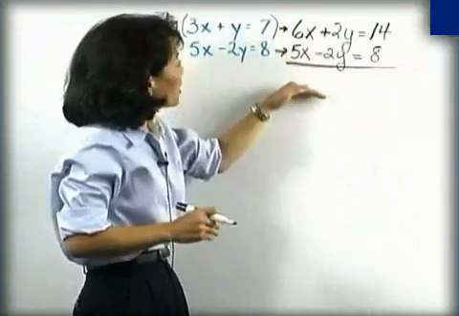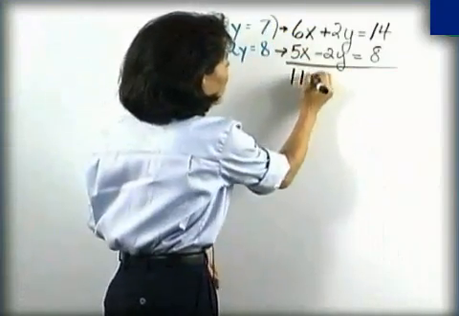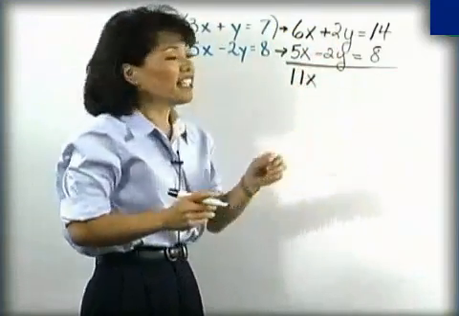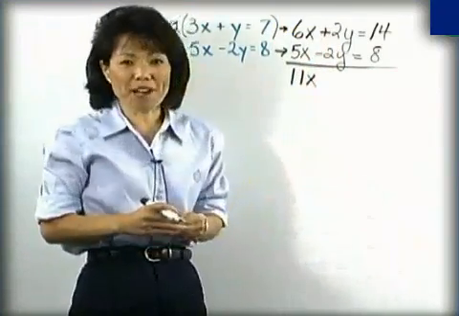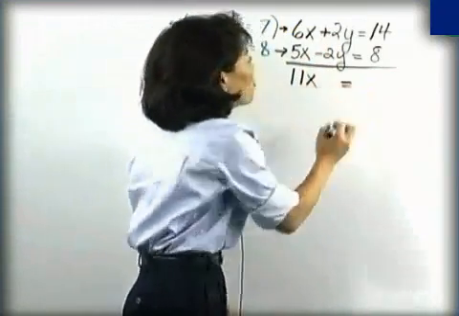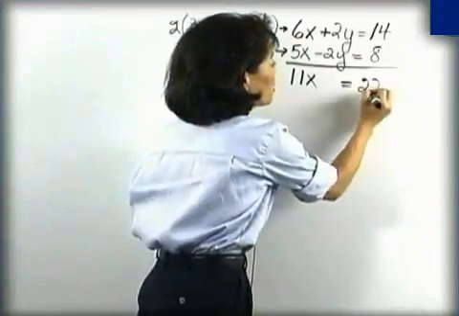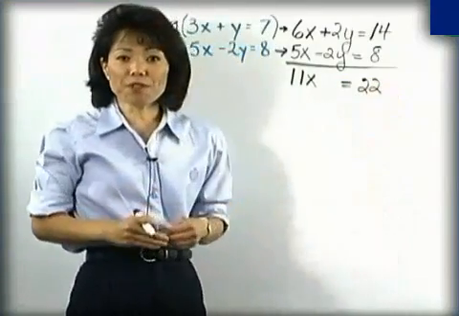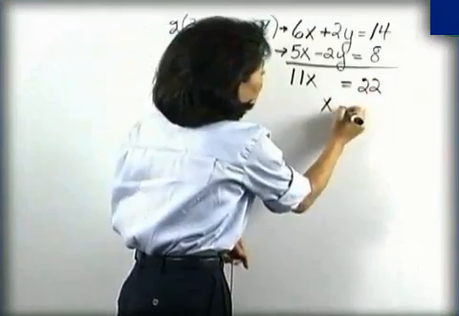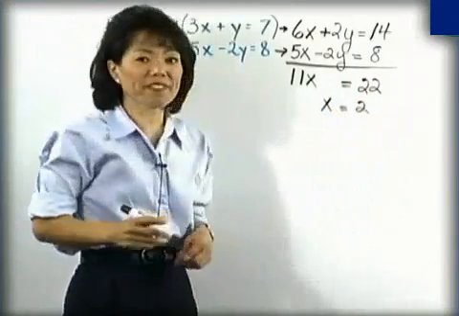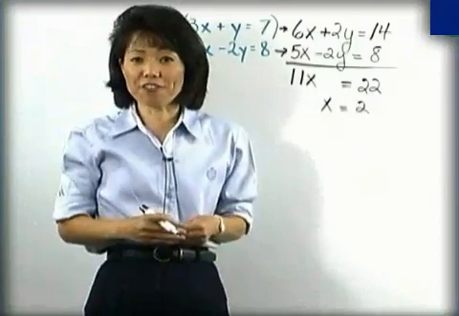We're going to add vertically 6x plus 5x, 11x. Notice 2y, negative 2y, that's my 0. I've eliminated my y's. Equals, on the right-hand side, I have 14 plus 8, which is 22. Divide both sides by 11, and I find that x is equal to 2. Now that I find my value for x, I still must find my value for y.